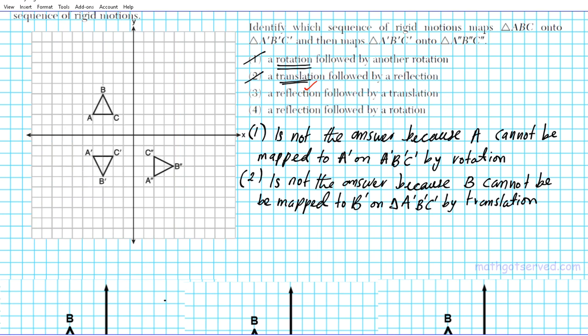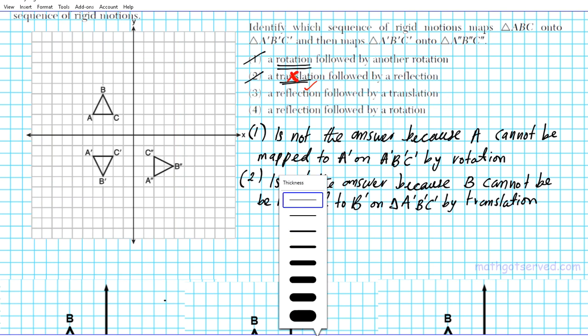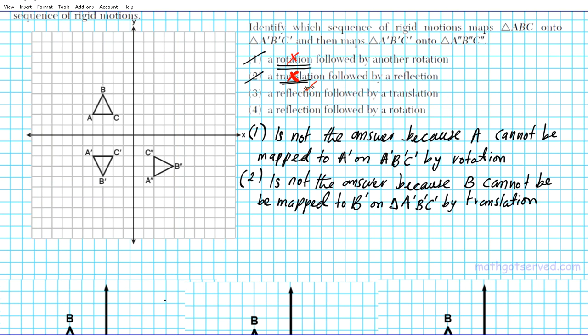So does that automatically make it the answer? The answer is no. There are two rigid motion transformations that have to be considered. If the first one is satisfied, it doesn't automatically mean that the second one is satisfied, okay? We have to check both of them. Alright, so let's check the second one. So the first one is good.